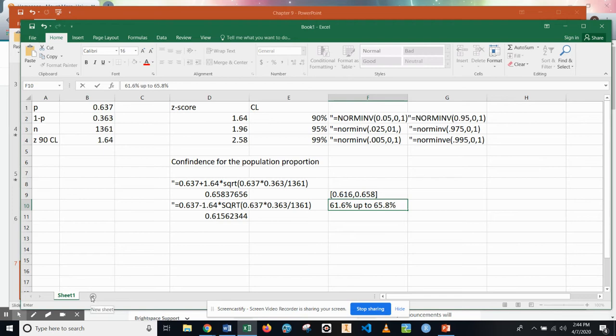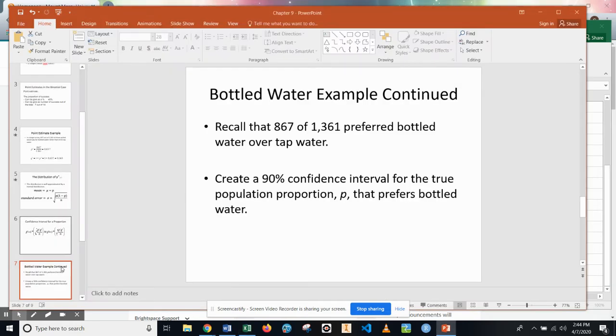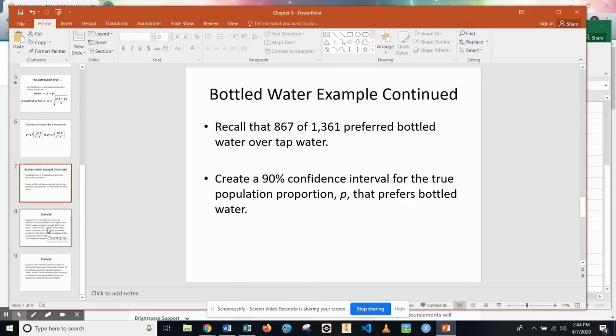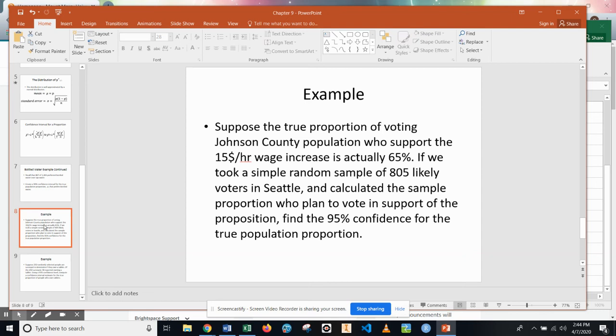So the second problem is looking at the voting in Johnson County. Let me go back to my slides here. We'll take a look at this example. A couple more here. True proportion, we support a 15-hour wage increase, 65%. We took a sample of 805 likely voters in Seattle, 95% confidence interval.